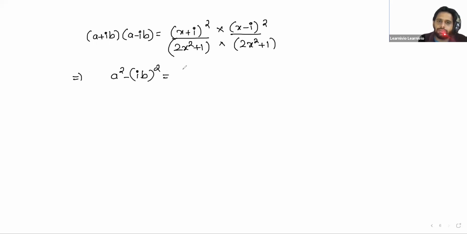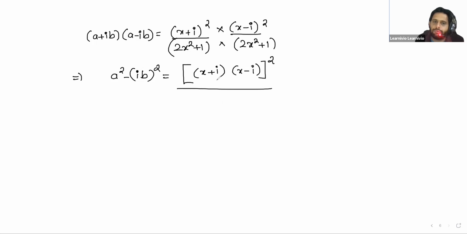You don't have any doubt in this. Now in this case, what we will do, because the power is the same, we can write this as x plus iota, x minus iota whole square. And this can be written as 2x square plus 1 whole square. Okay, Yusra? Yes, sir. Safan, is this clear? Yes, sir. Okay, so now please complete it.